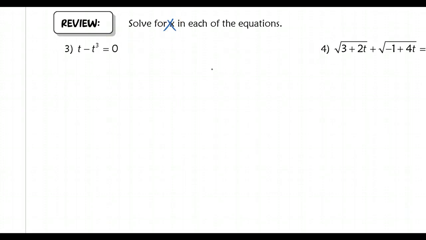Okay, so sorry, this is actually supposed to be t for the first 2 examples here and then x for the other ones, but we're going to solve for t here. And I noticed right away that t minus t cubed, this expression, is factorable. So I'm going to pull out GCF of t. So t times 1 minus t squared equaling 0.